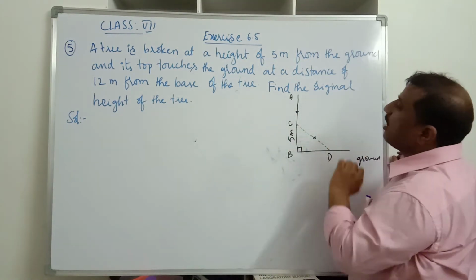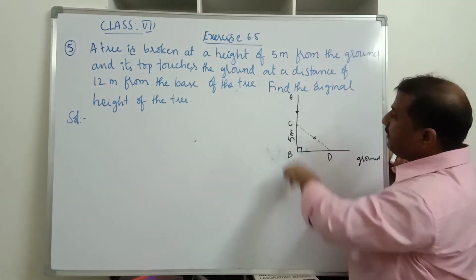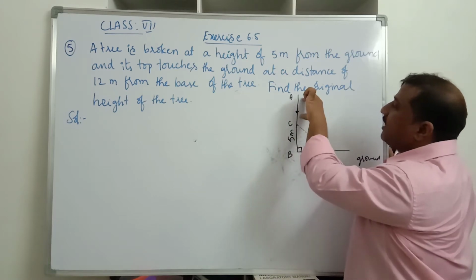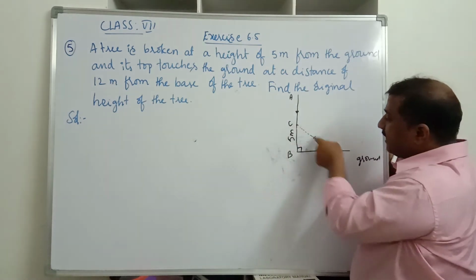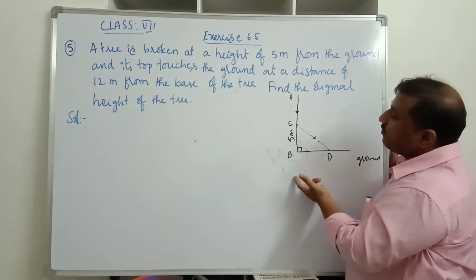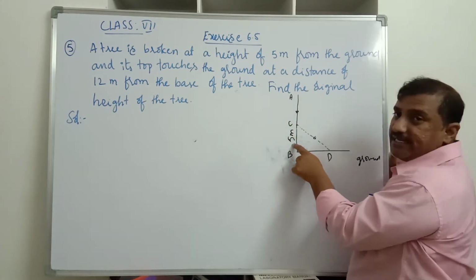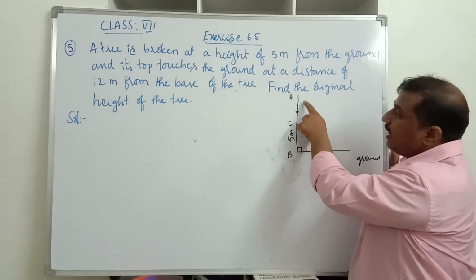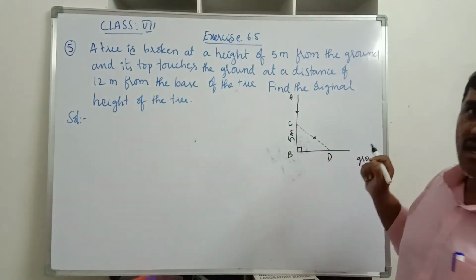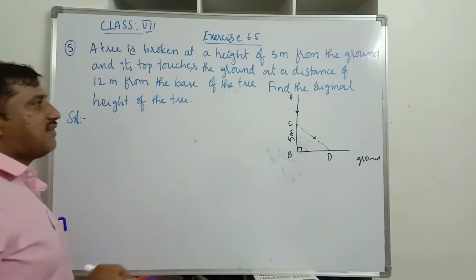What do we have to find? Find the original height of the tree. The original height of the tree is nothing but AB, which is divided into two parts: one is BC, the other is AC. Here AC is nothing but the CD in the figure. So we have to find the length of AB, BC plus AC. BC is given, AC we have to find. AC is equal to the hypotenuse of this triangle. So apply the Pythagoras theorem and find CD, which will give us the original height of the tree.